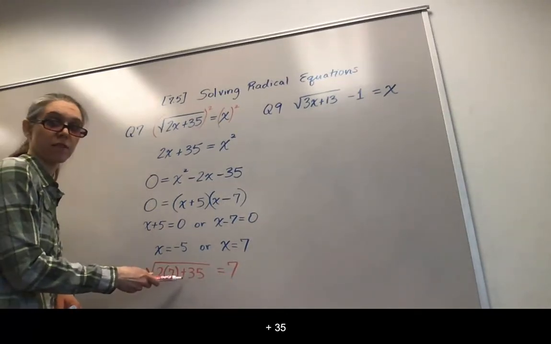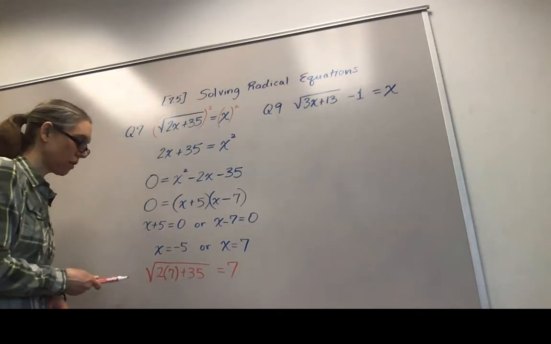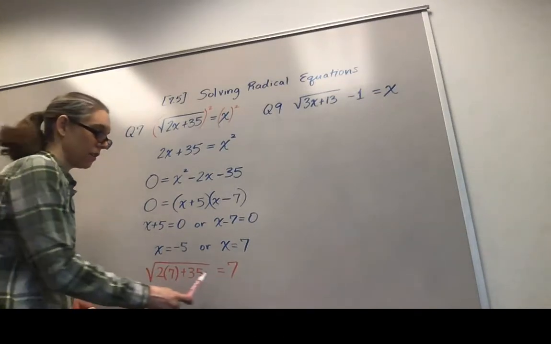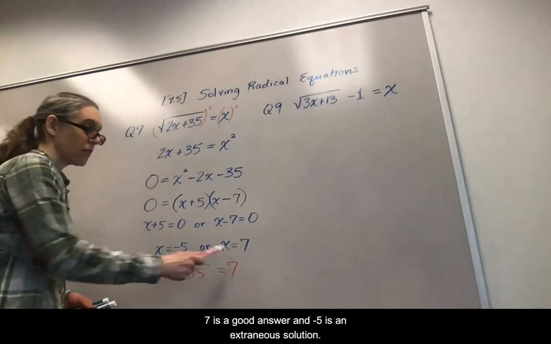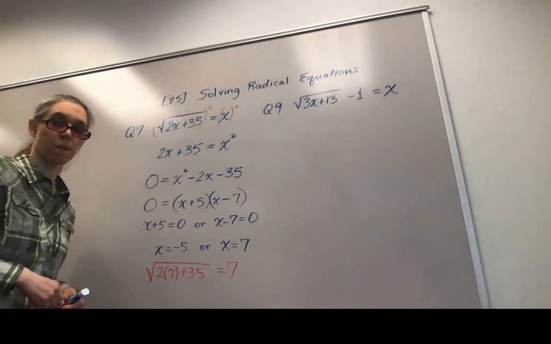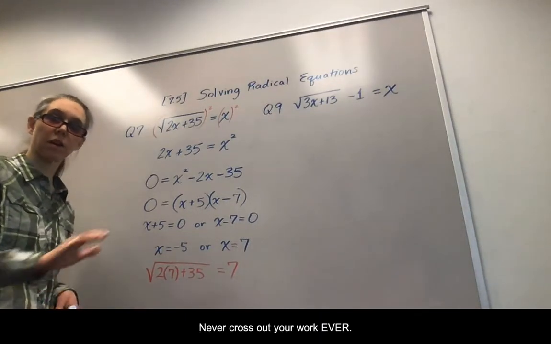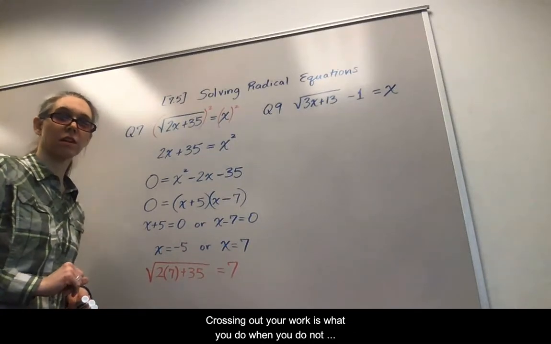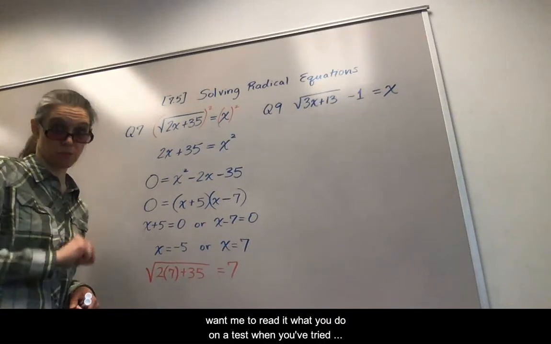Plus 35 is 49. The square root of 49 is equal to 7. So 7 is a good answer, and -5 is an extraneous solution. Never cross out your work, ever. Crossing out your work is what you do when you do not want me to read it.